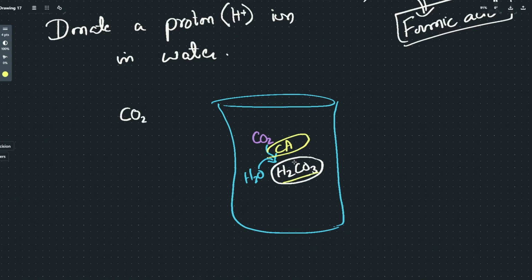Now H2CO3 is a weak acid, but still it can release some H positive ions, some protons, and of course it also releases HCO3 negative, which is a very weak base as compared to H2CO3. So this H positive means that CO2 is indirectly releasing H positive.